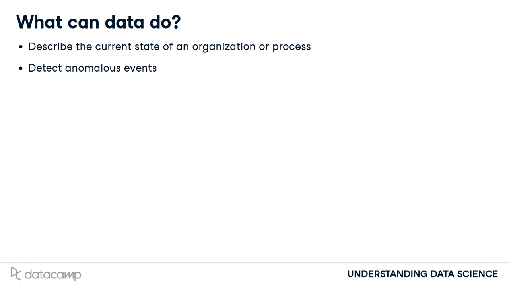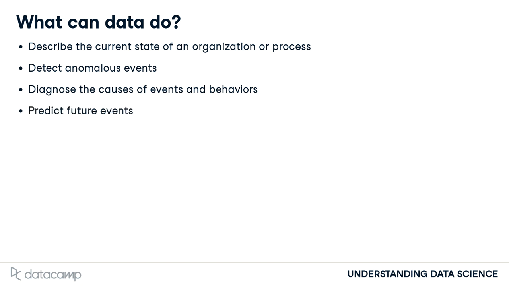is unexpected or abnormal. Data can also diagnose the causes of observed events and behaviors, for instance, your activity on Spotify or Netflix. Rather than determining correlations between small numbers of events, data science techniques help us understand complex systems with many possible causes. Finally, data can predict future events, such as forecasting population size.